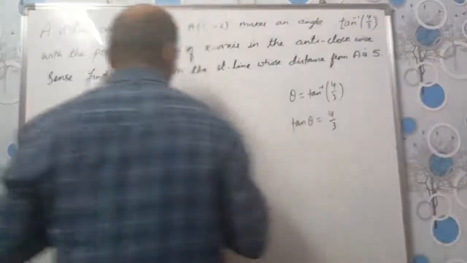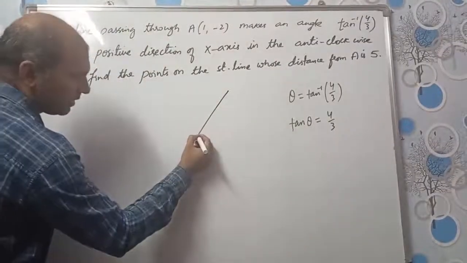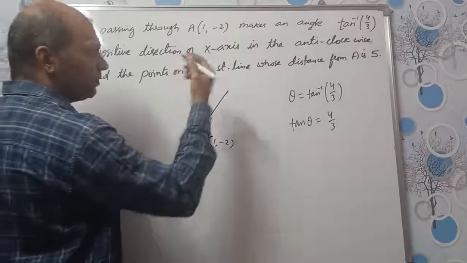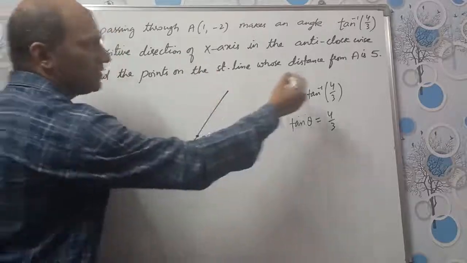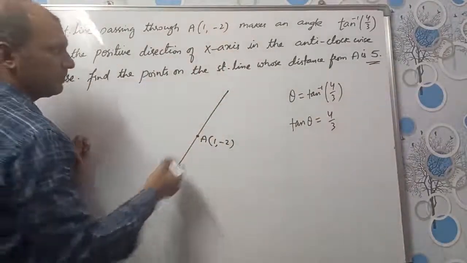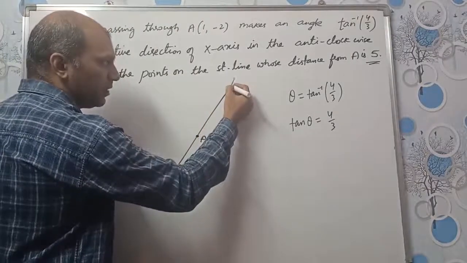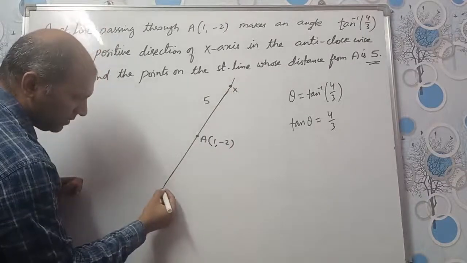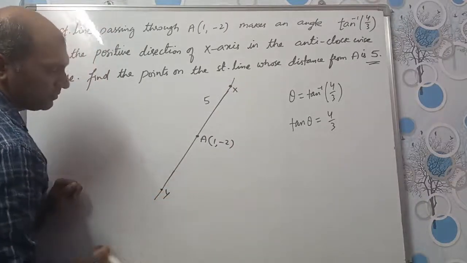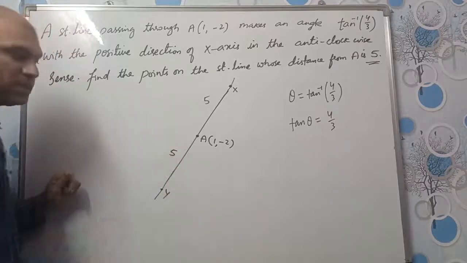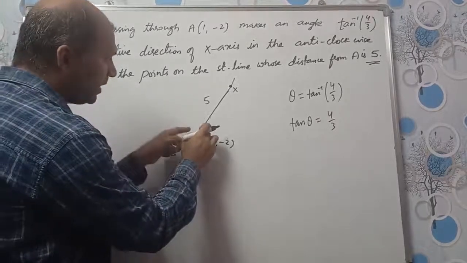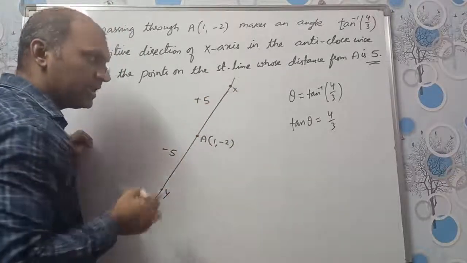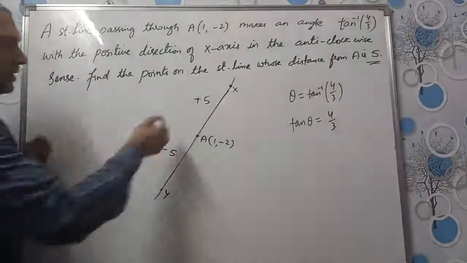Now see here, we have a straight line. Let us say this is point A and it is (1, minus 2). We need to find points which are 5 units away from this point A. We'll have two such points, isn't it? We'll have one point here, let us say X, and one such point here, Y. This will also be 5 units away. One will be on this side and one on the other side. For this side we'll take it as positive, for this side we'll take it as negative. Now these are actually the r values.